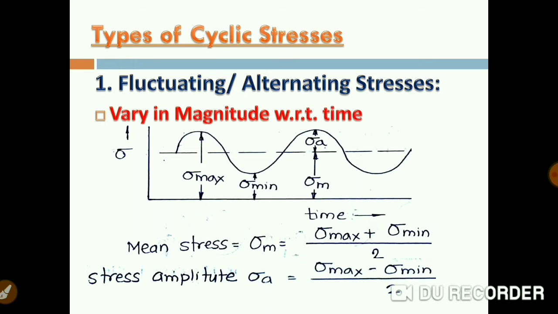Here you can see there is a minimum stress and a maximum stress. So the mean stress is calculated by adding sigma max plus sigma min divided by 2, and the amplitude stress is calculated by subtracting, sigma max minus sigma min divided by 2. So this way we can find sigma m and sigma a.